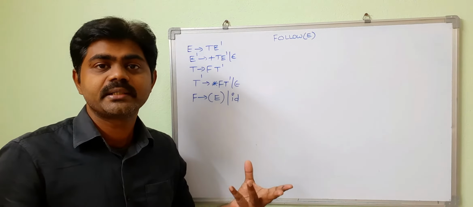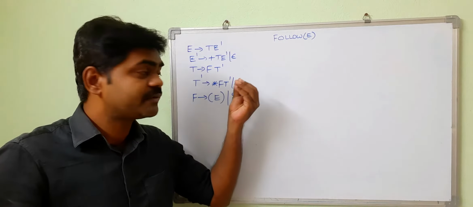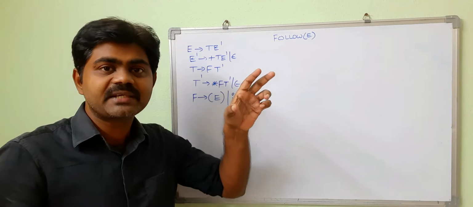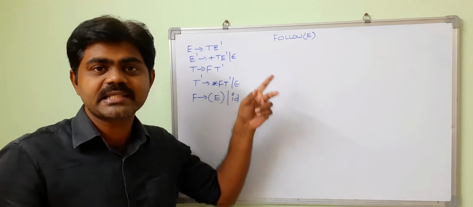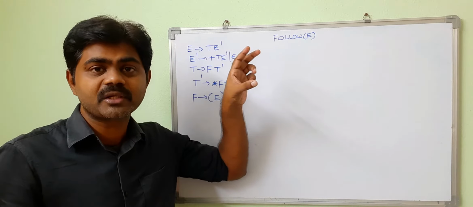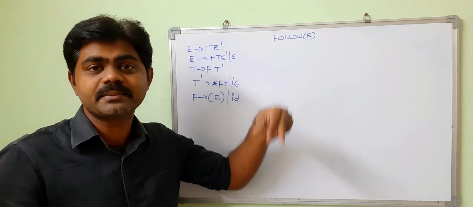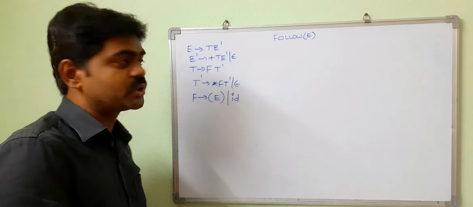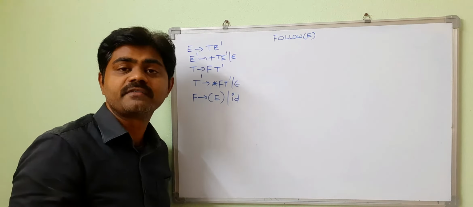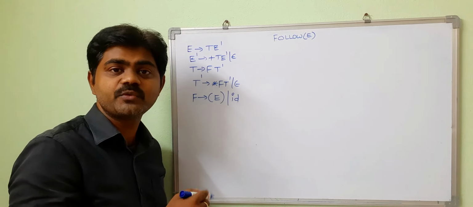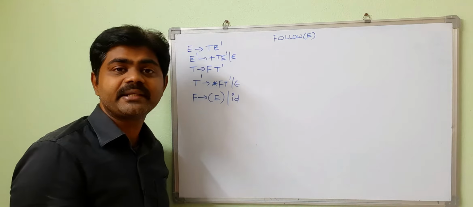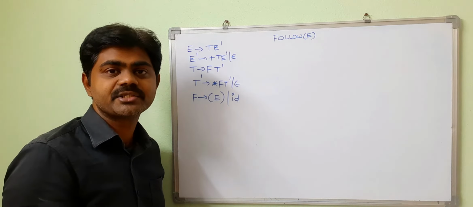So what is follow here? For whatever non-terminal we are finding follow, we need to check whether after that we have any terminal or not. For example, if we are finding follow of E, we need to check whether after non-terminal E we have any terminal symbol or not. So in the RHS, we first need to find out where we have capital E for follow of E. See the first production. Do we have capital E here? No, we have T E dash.